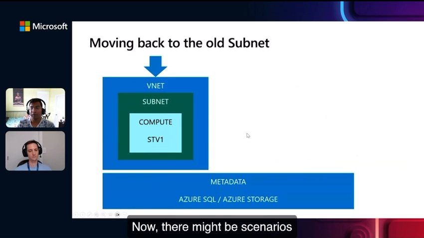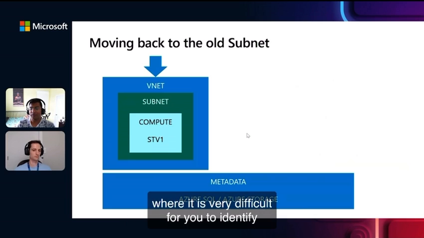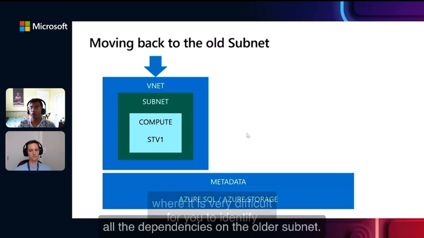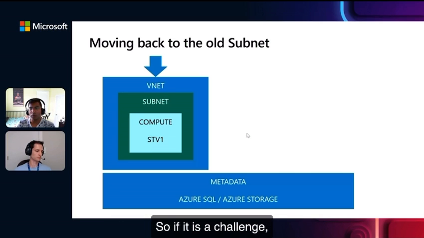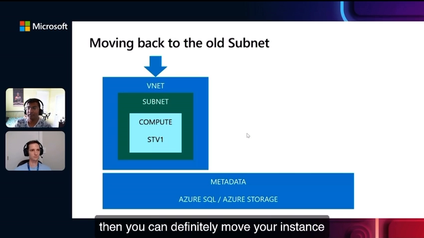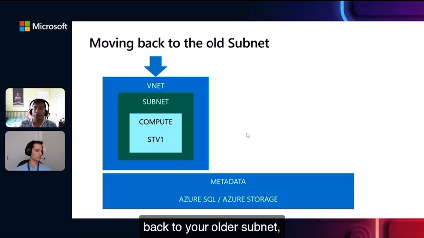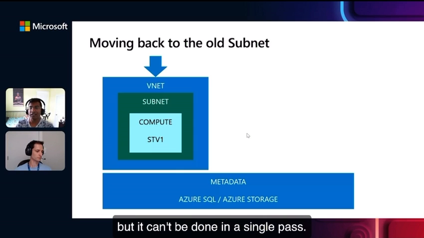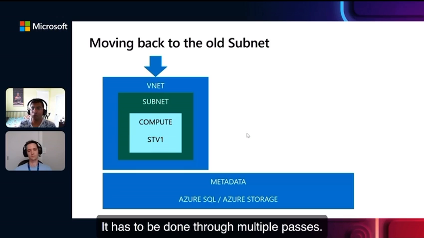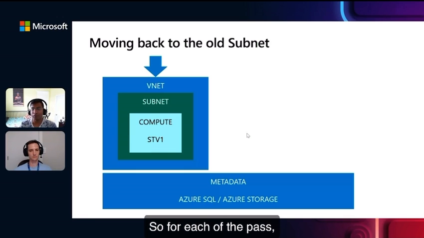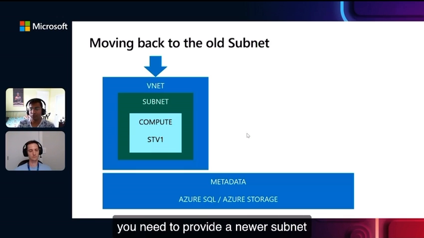Now, there might be scenarios where it is very difficult for you to identify all the dependencies on the older subnet. If it is a challenge, then you can definitely move your instance back to your older subnet, but it can't be done in a single pass. It has to be done through multiple passes. So, for each pass, you need to provide a newer subnet and a newer public IP address.